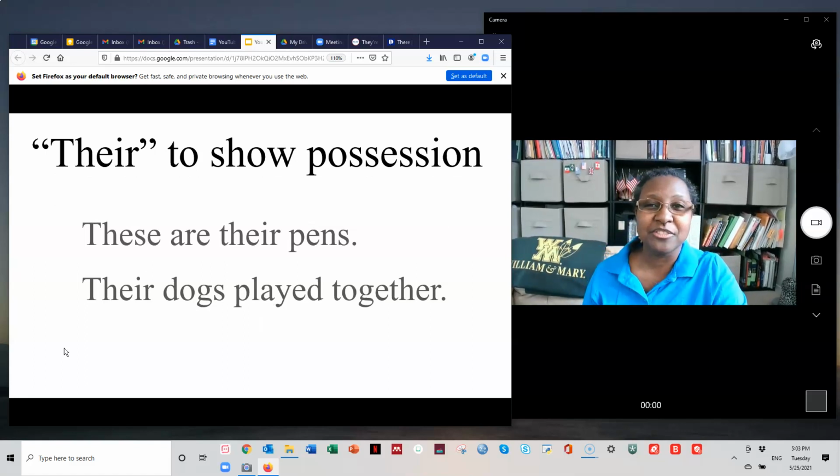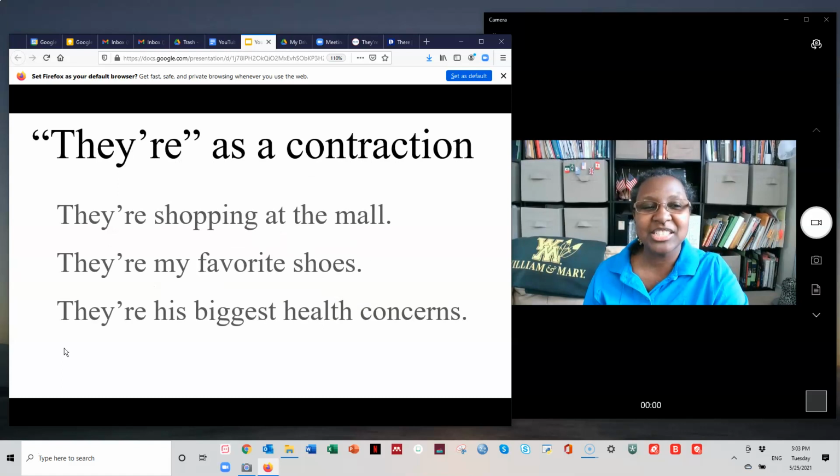as a possessive pronoun. These are their pens, or their dogs played together. And as a contraction for they are. Instead of saying they are shopping at the mall, you can say they're shopping at the mall. They're my favorite shoes. They're his biggest health concerns.